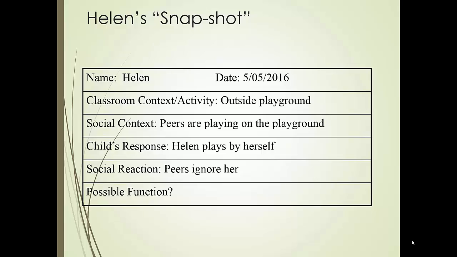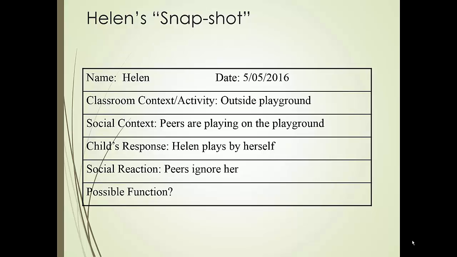Helen's teacher, if she were to fill this in using the snapshot method, would think about how the activity context was outside, how peers were playing on the playground, and Helen's response to her peers was that Helen plays by herself. Helen's peers in response ignore her, have essentially excluded her. Whether that was intentional or not is another matter.